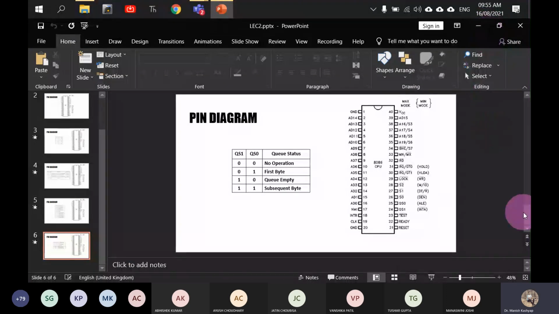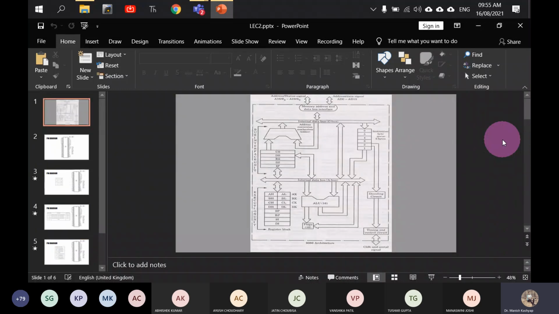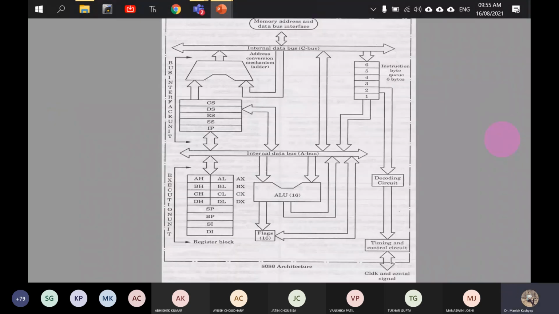Okay, think about jump instructions. Suppose in your program there is a jump instruction, right? The queue that you have in this microprocessor will be fetching the instructions from the externally interfaced memory in sequence, right? Because the program is sequential.